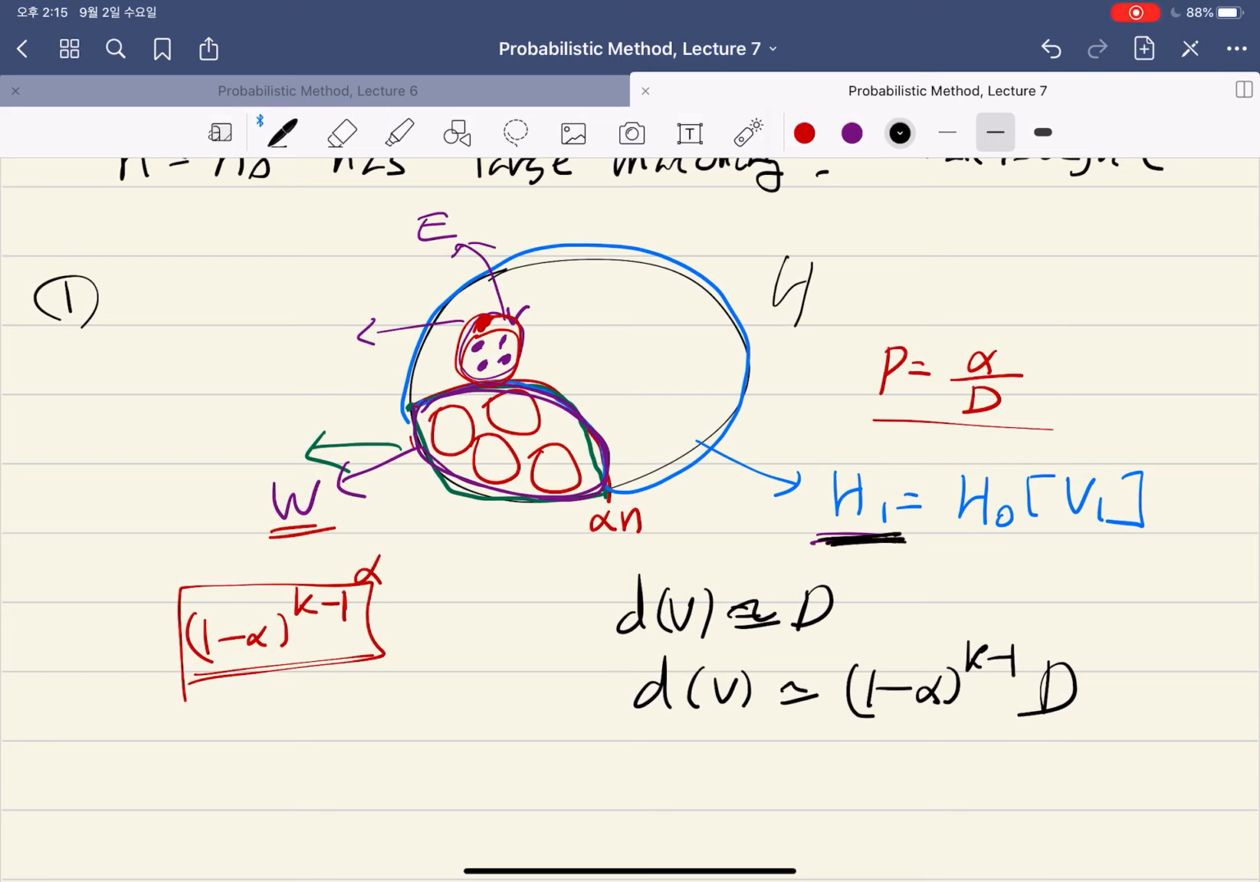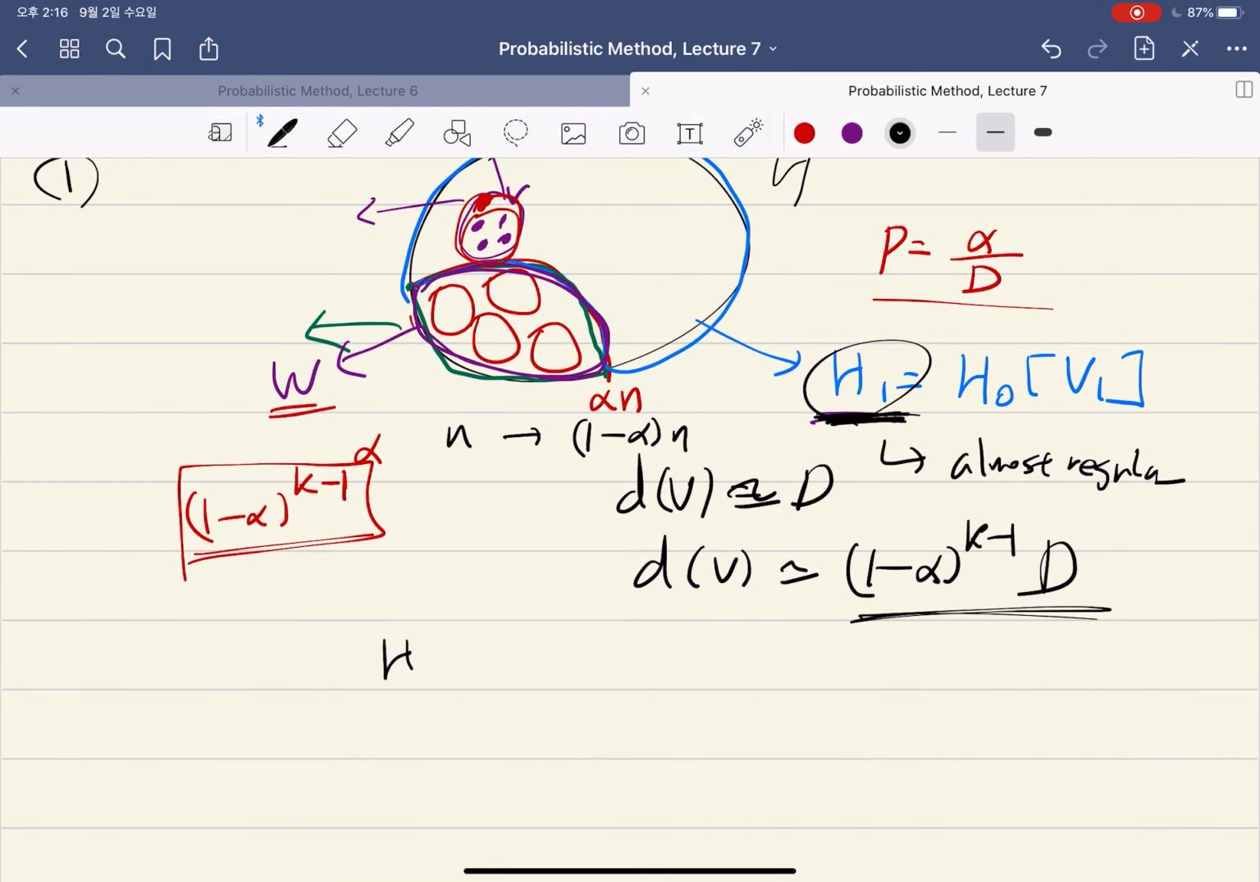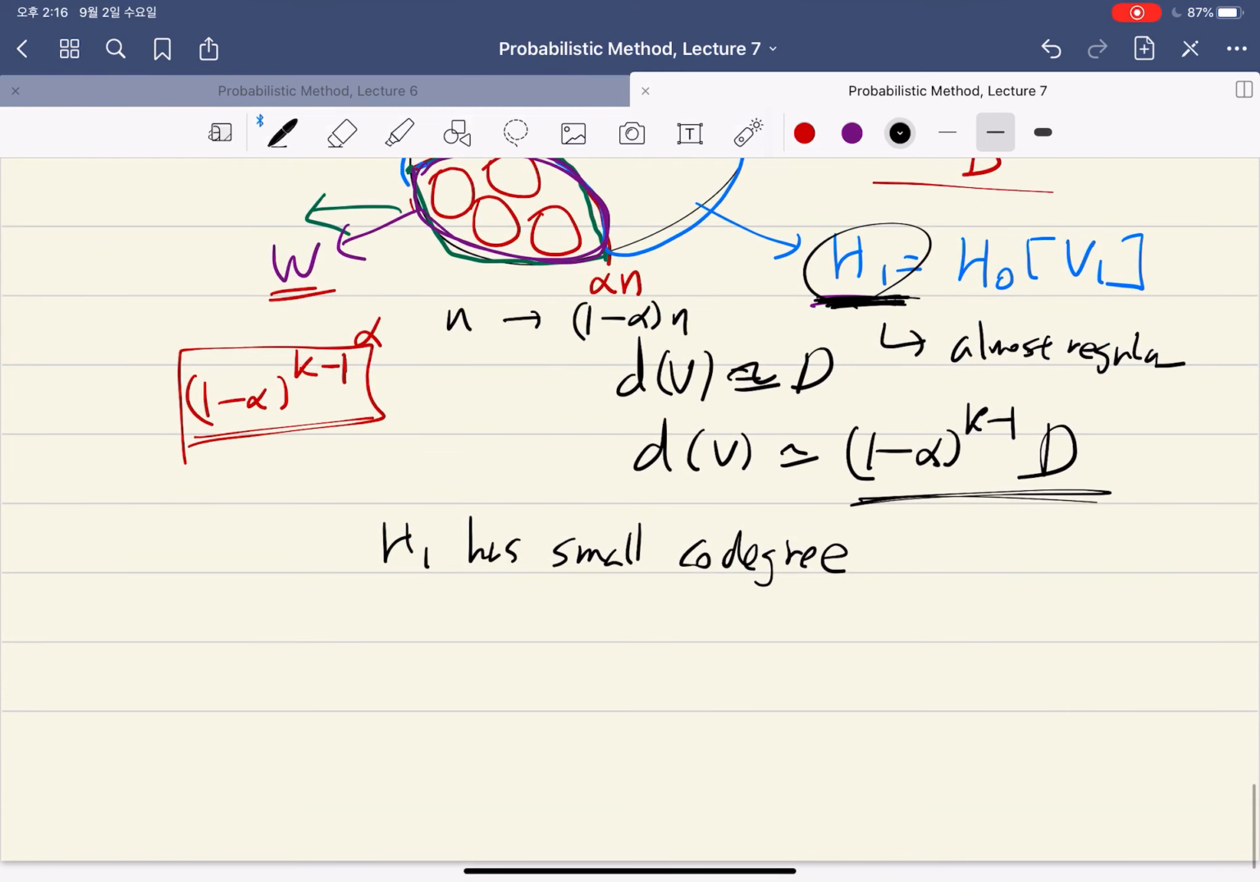Meaning that this H1 is again almost regular. Its degree decays a bit faster than the number of vertices. Initially, n vertices become (1 minus alpha) times n vertices. But the degree decays a bit faster, and still we can show that this is almost regular. We can also show that H1 still has small codegree. Then H1 satisfies the two conditions of almost regularity and small codegree, and then you repeat.